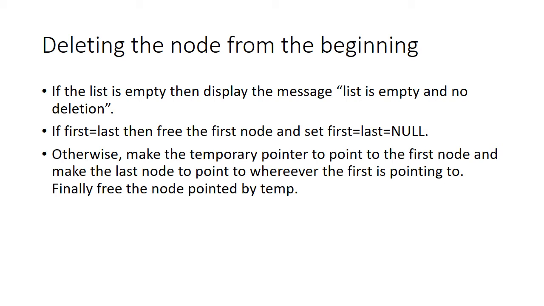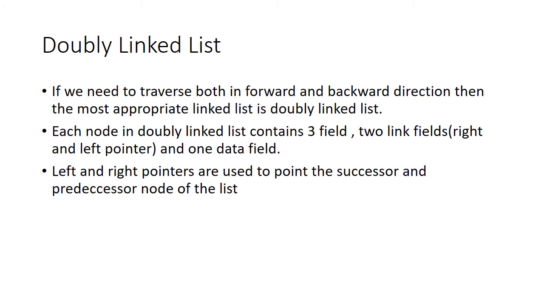Then what I should do, I should remove that link, that is, the last node pointer field, I will point it to first, and this temp which was there, I will remove the allocated memory for this temp. This is the way of deleting the node from the beginning.